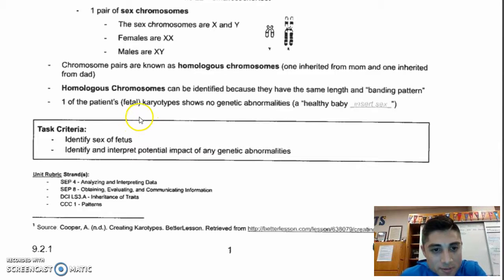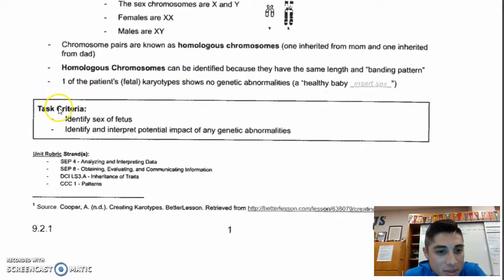One of the patient's fetal karyotypes, so one of the 4, shows no genetic abnormalities. Well, maybe it's a happy baby, but it's a healthy baby. And so you'll also determine the sex of that baby as well.